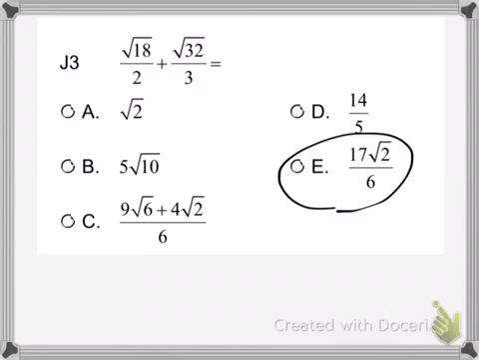Number 3, the square root of 18 over 2 plus the square root of 32 over 3. All you got to do is put that in your calculator just the way it is, and it'll give you the answer.